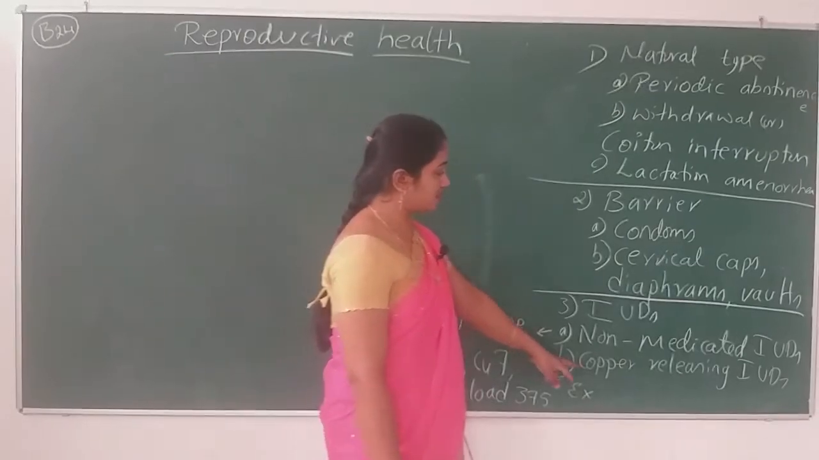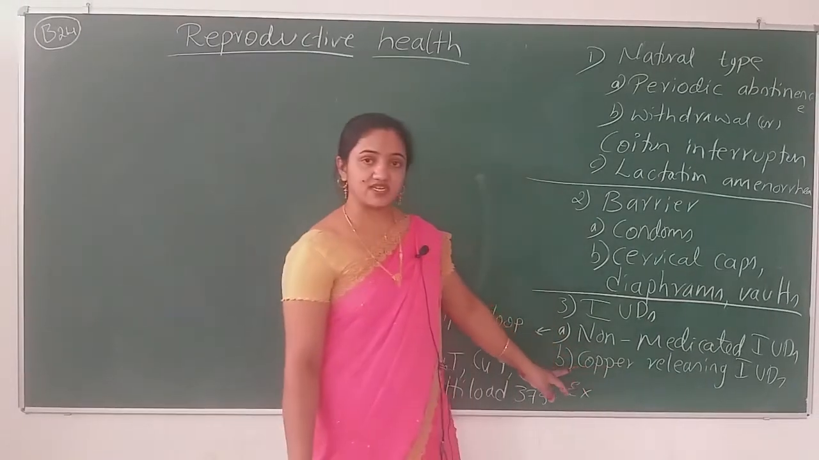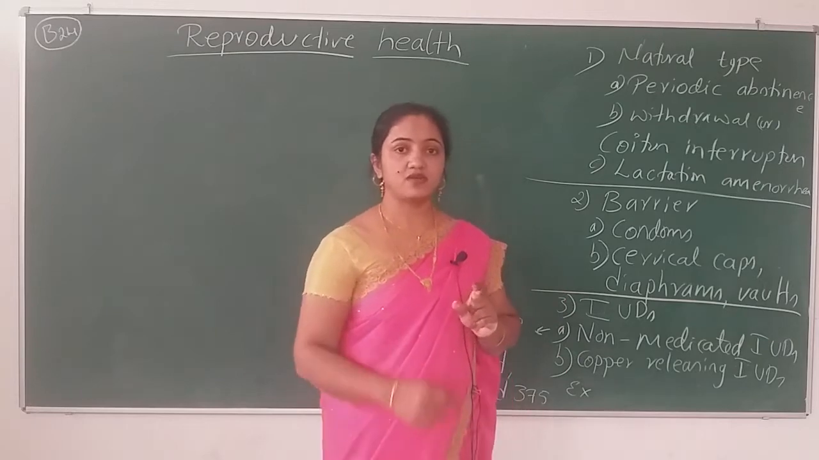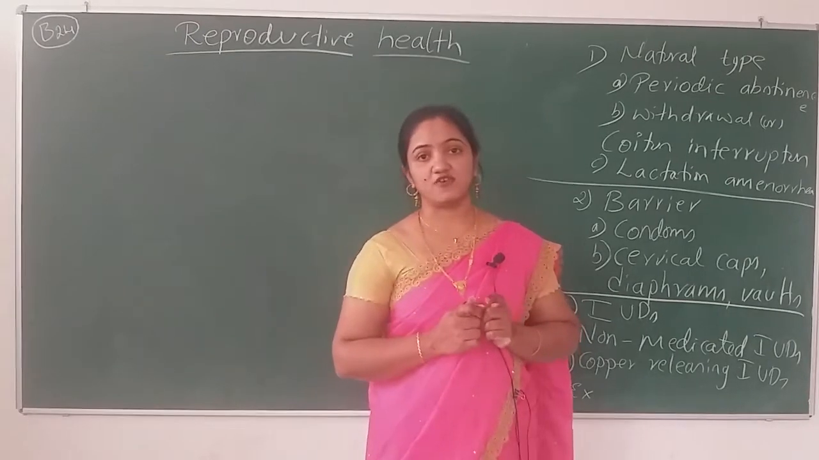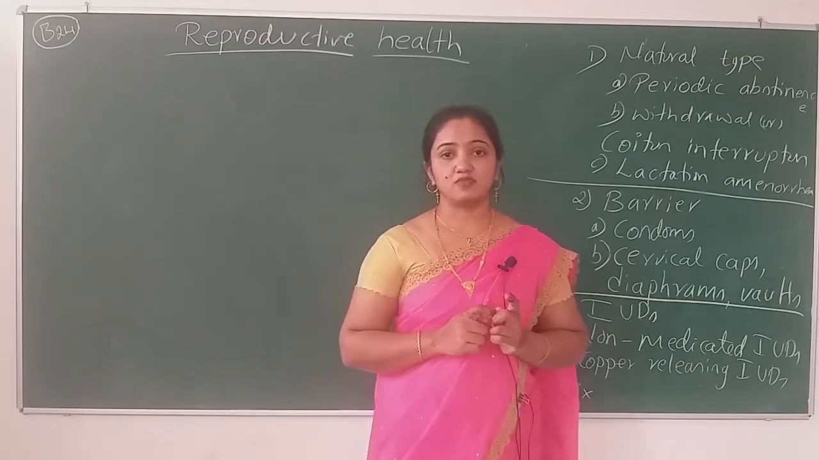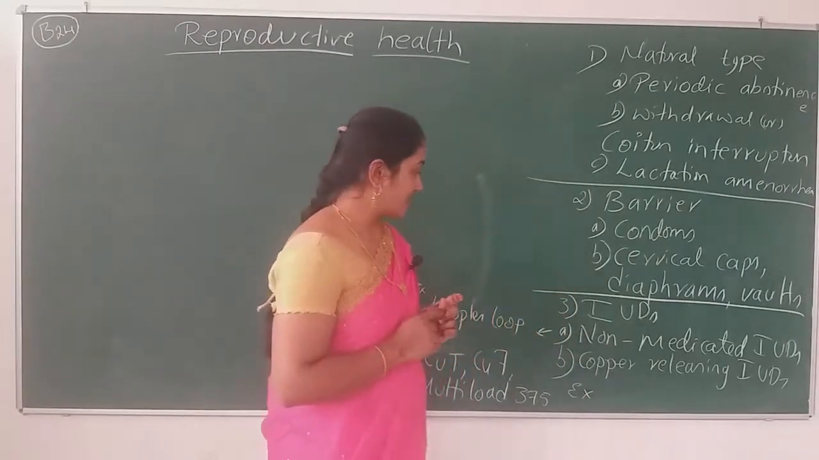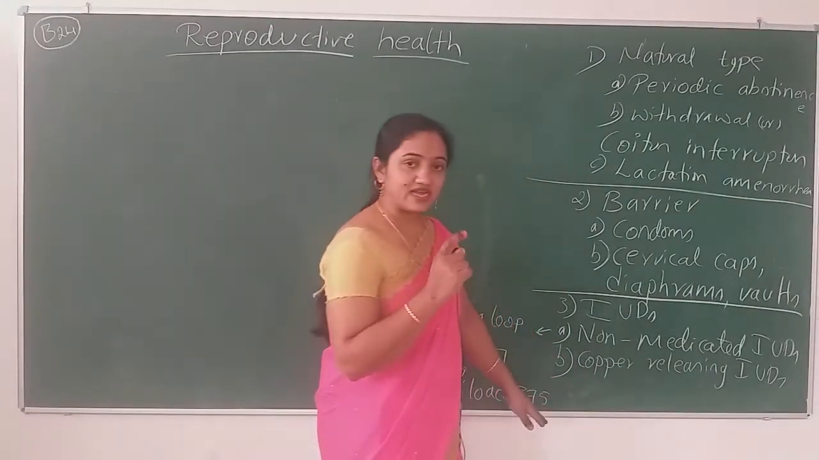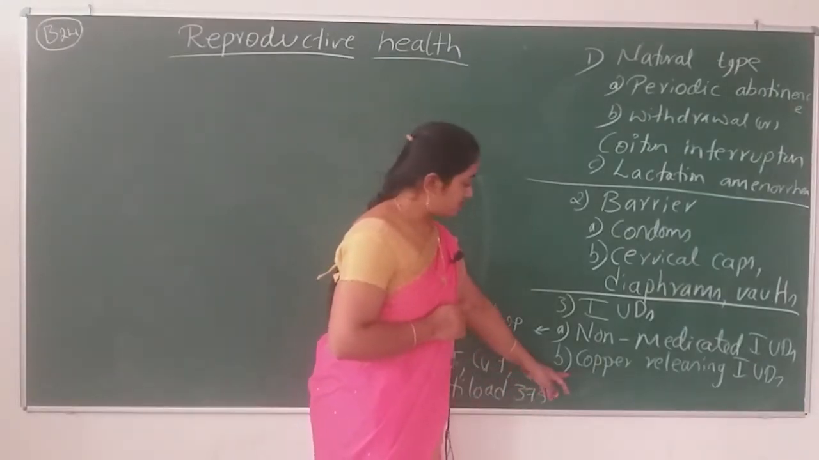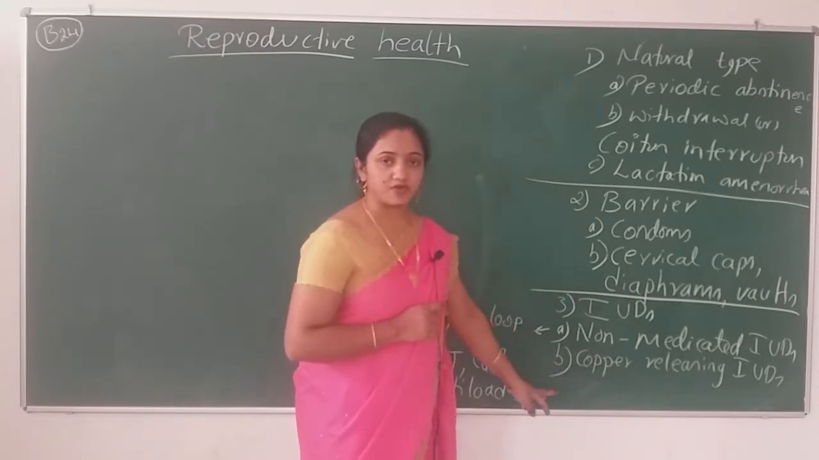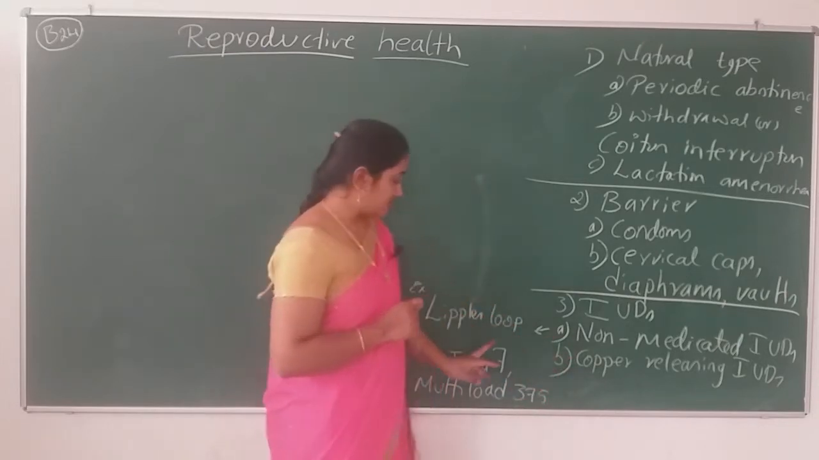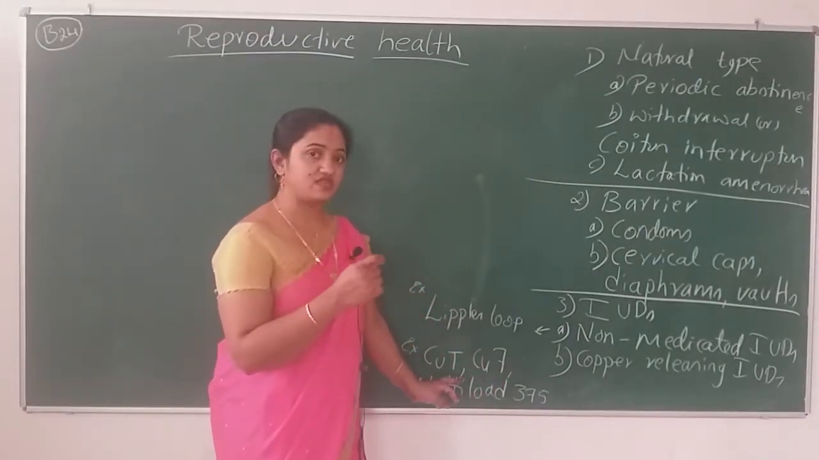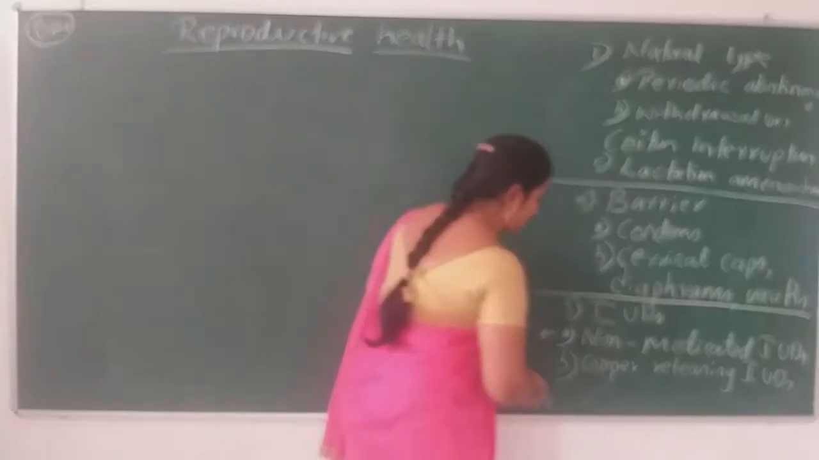Now, the copper releasing IUDs, when inserted inside the uterus, will release copper. That copper inhibits the motility of sperm, and it also kills the sperm. Mortality means death of sperm. The sperm dies because it reacts with the copper. Copper will be in these kinds of measures. These measures are inserted inside the female uterus.